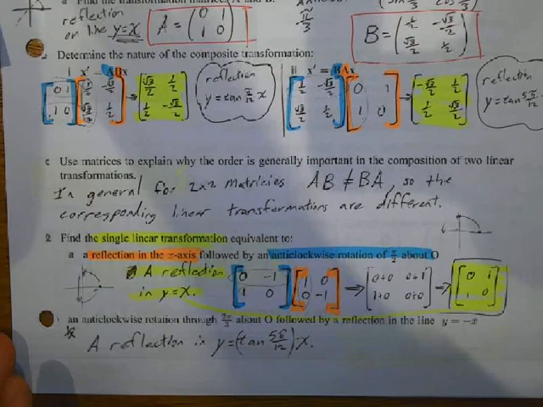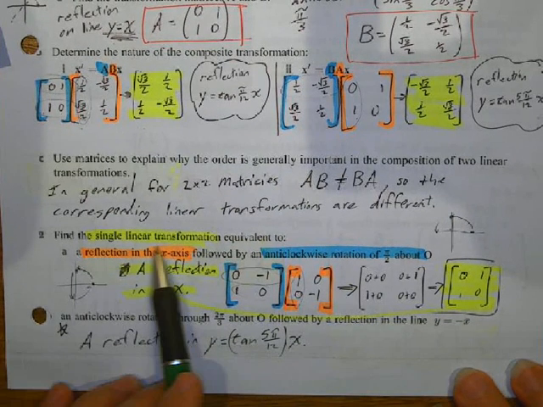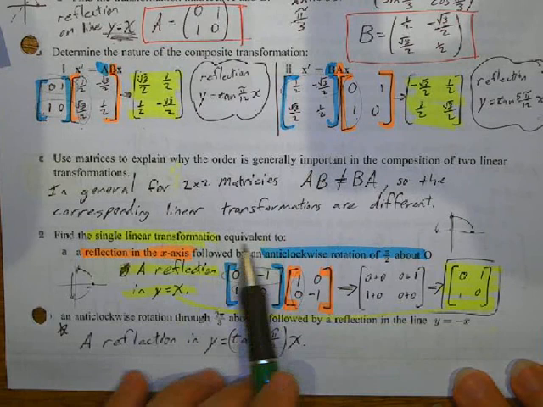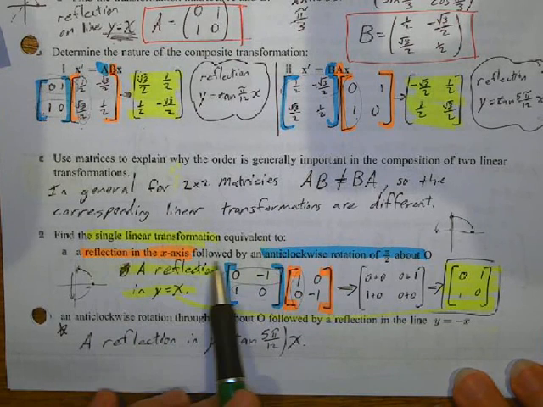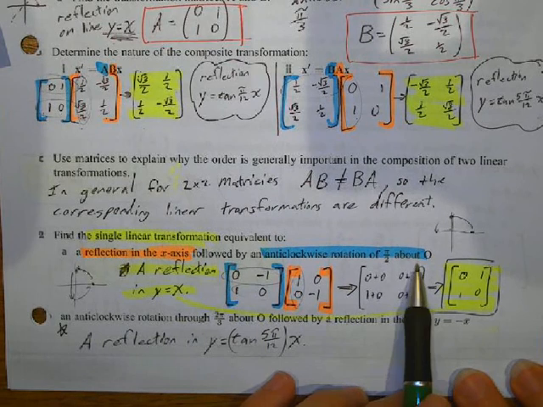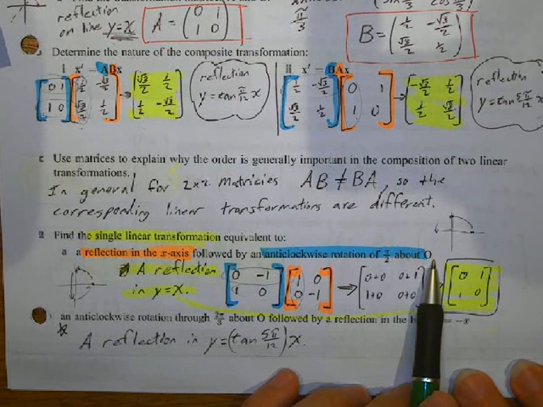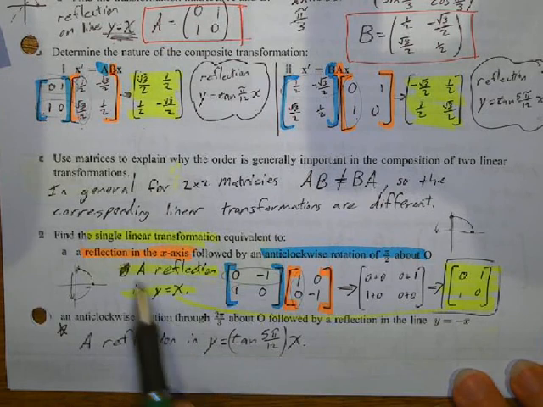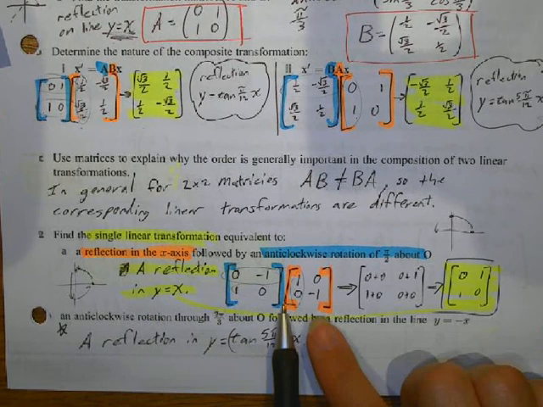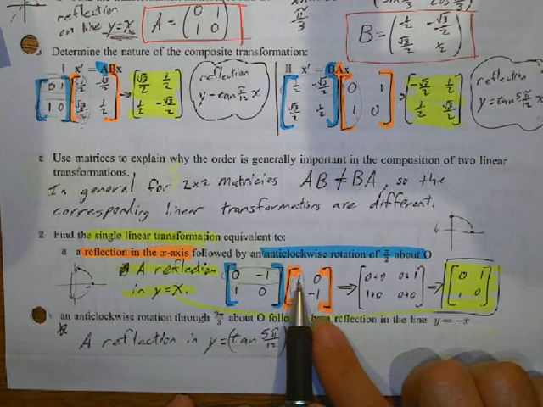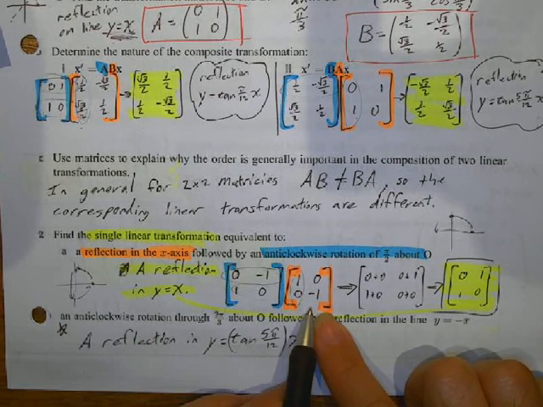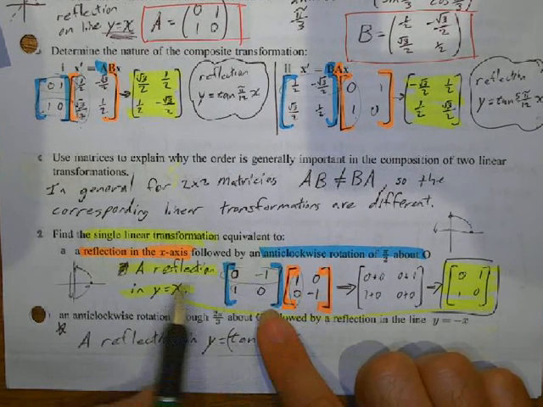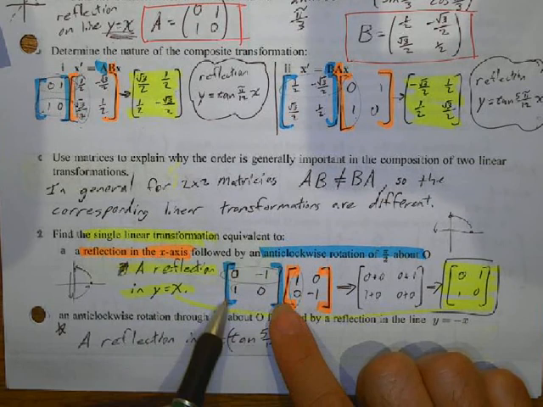Okay. So find a single linear matrix for the equivalent. If we want a reflection on the x-axis followed by a counterclockwise rotation of pi over 2, a reflection on the x-axis, if that's happening first, is 1, 0, 0, -1, and a counterclockwise rotation of pi over 2 is this matrix here.